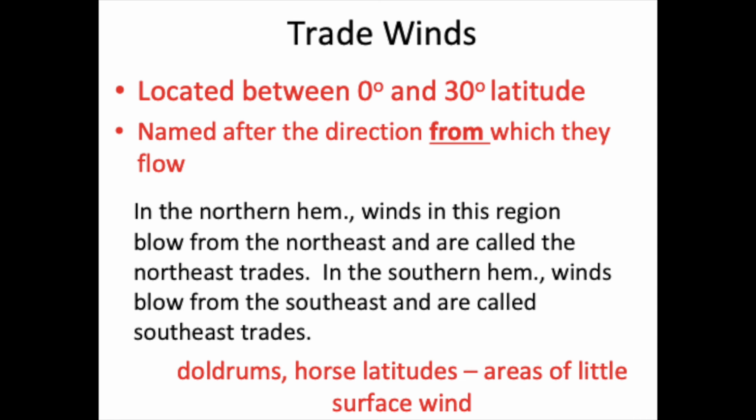In addition to the cells, we need to talk about the trade winds. They're located between 0 degrees and 30 degrees latitude, named after the direction from which they flow. In the northern hemisphere, winds in this region blow from the northeast, and they're called the northeast trade winds. In the southern hemisphere, winds blow from the southeast, and of course they're called the southeast trade winds.